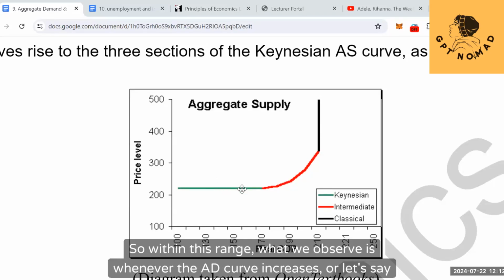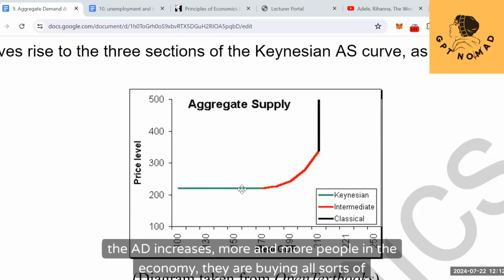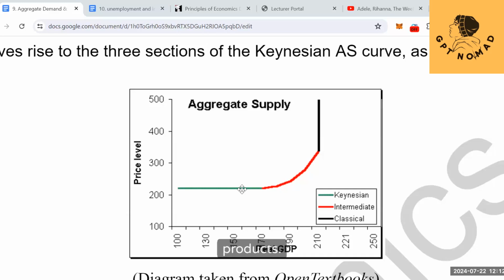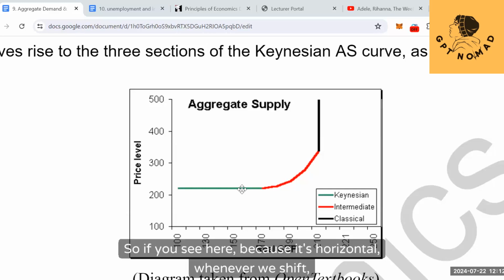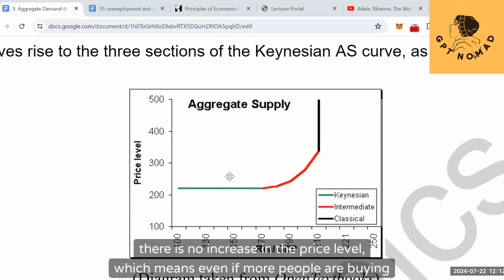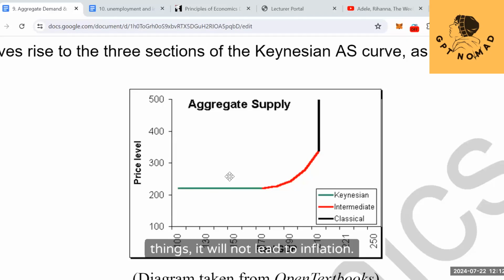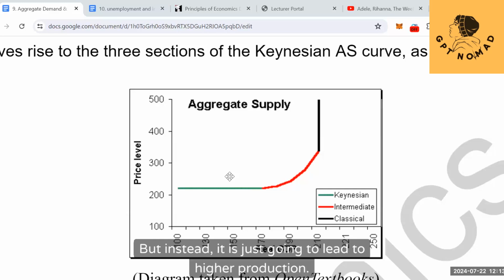So within this range, what we observe is whenever the AD increases, more and more people in the economy are buying all sorts of products. Within this range, the increase in aggregate demand is not going to raise the price levels. Because it's horizontal, whenever we shift, there is no increase in the price level, which means even if more people are buying things, it will not lead to inflation. It will not lead to higher prices, but instead it is just going to lead to higher production.